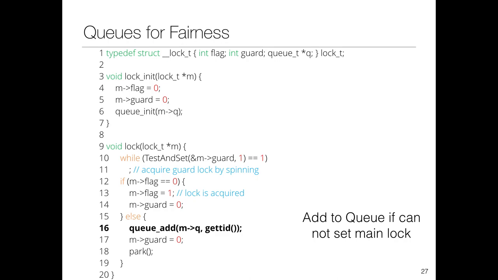So in that case, this particular thread has to be put to sleep, right? Because it cannot execute at this point in time. We add it to the queue, and we give the corresponding thread ID also. Now, when all of this is done, we unset the guard variable, which means that now some other thread can do the same operations. It can acquire the guard, and it can set or unset the flag, or it can add or delete from the queue. And then we call the park system call. So once we've added to the queue, we put this particular thread to sleep.